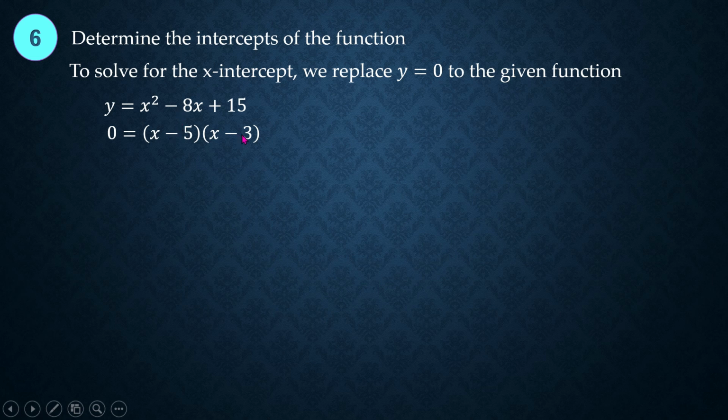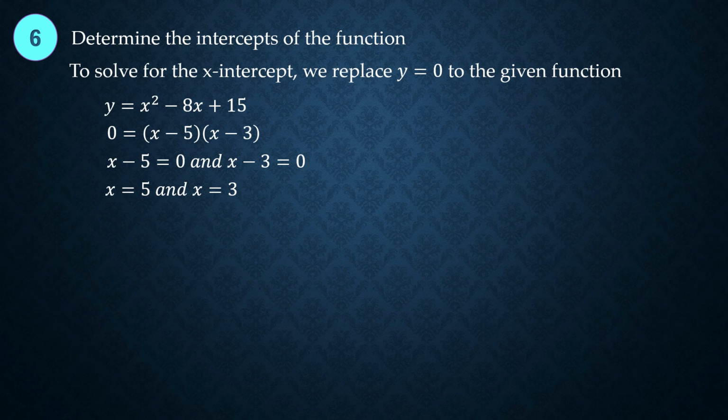So, not plus plus. Negative 5 times negative 3 is positive 15. Negative 5 plus negative 3 is negative 8. So that is correct. According to the zero product property, the two binomials are equal to 0. So x minus 5 equals 0 and x minus 3 equals 0. To solve for the two values of x, the negative 5 moved to the right side becomes positive 5. For x minus 3 equals 0, the negative 3 moved to the right side becomes positive 3. So we have two positive values of x, positive 5 and positive 3.